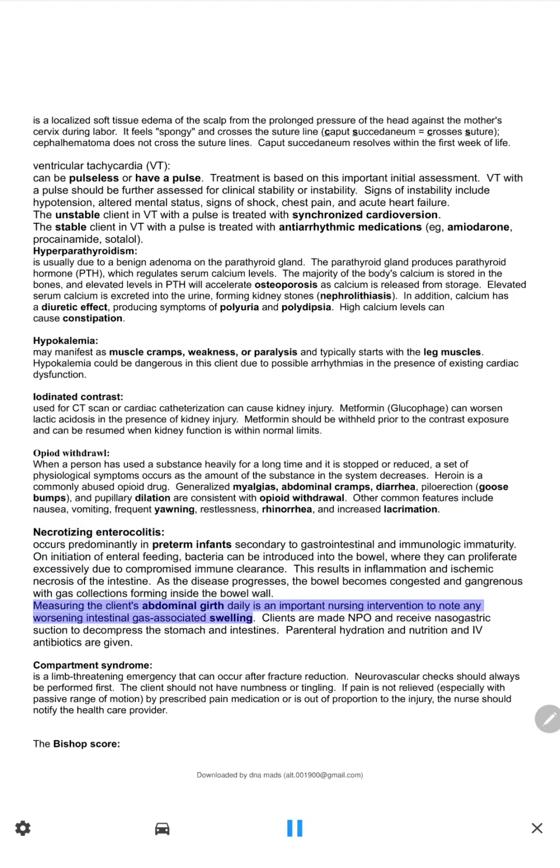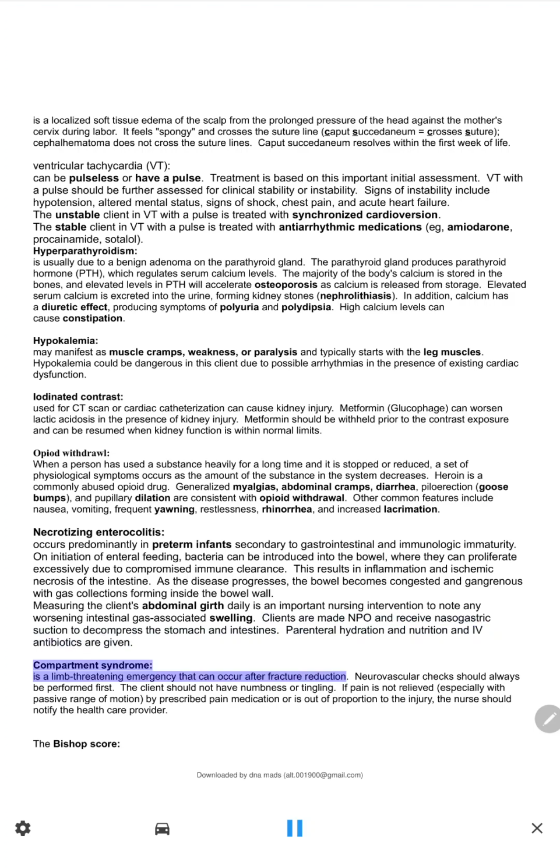Measuring the client's abdominal girth daily is an important nursing intervention to note any worsening intestinal gas-associated swelling. Clients are made NPO and receive nasogastric suction to decompress the stomach and intestines. Parenteral hydration and nutrition and IV antibiotics are given.